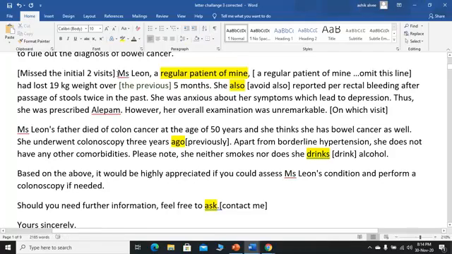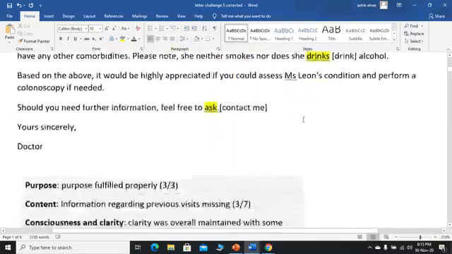It was, I think, today's visit. Yeah, today Ms. Leon presented with this. I think I've made myself clear. Let's move on to the next paragraph.